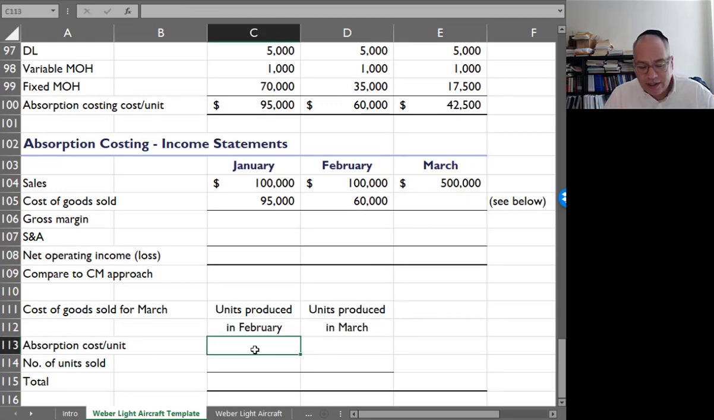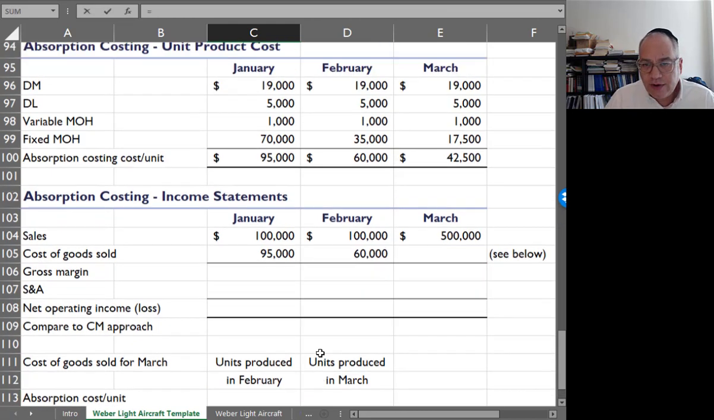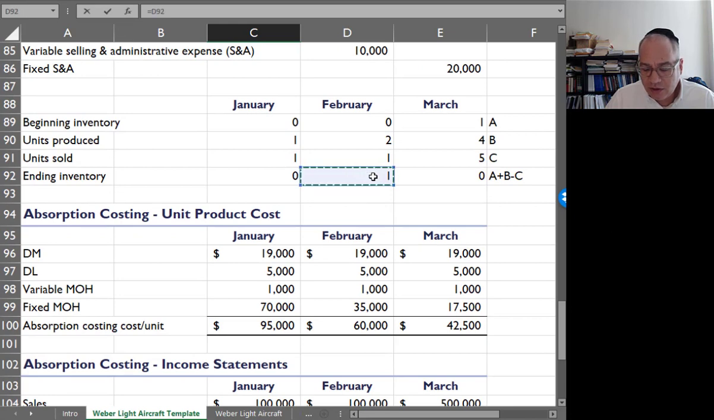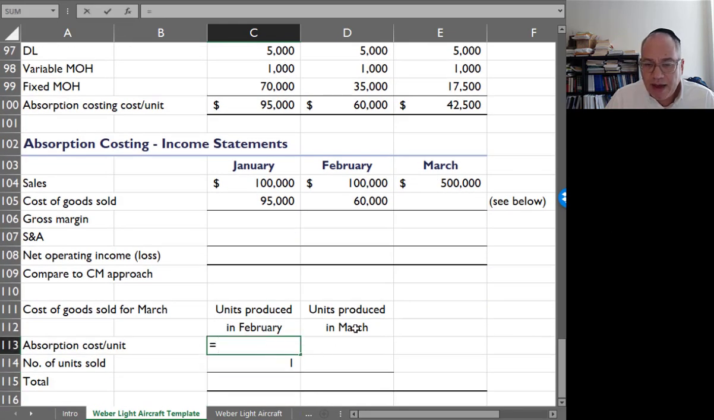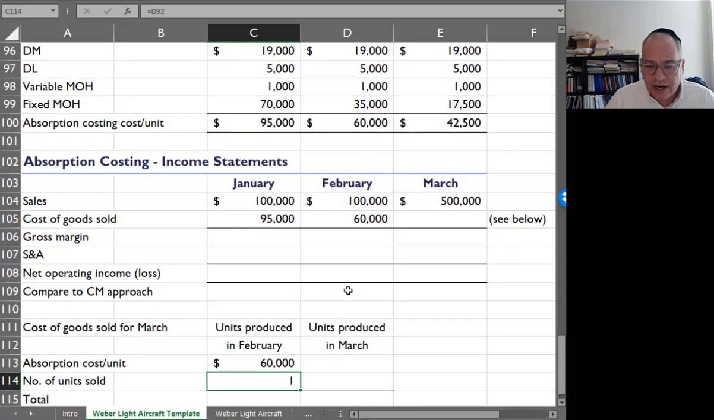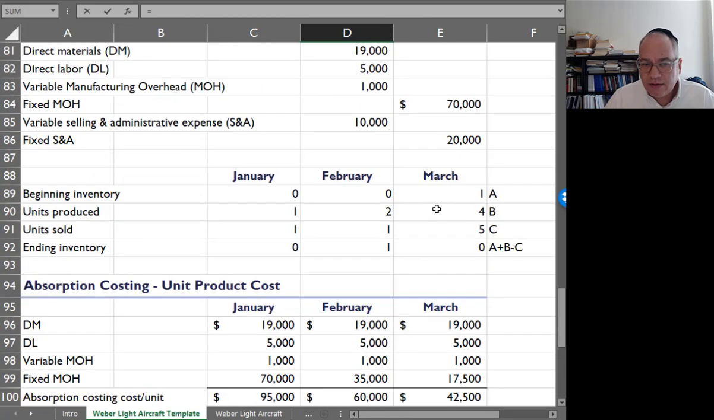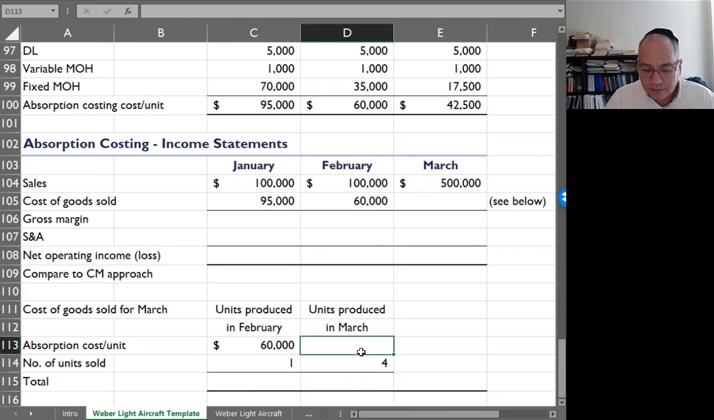We produced 1 unit in February, which we sold in March. That was the unit ending inventory. And back in February, it cost us $60,000 apiece to make these. In March, I made 4 units and I sold them all. And these units cost $42,500 because remember, the cost is different depending on what month you made the unit in. If you made it in February, the cost per unit is $60,000. If you made it in March, the cost per unit is only $42,500. But we sold 5 units.